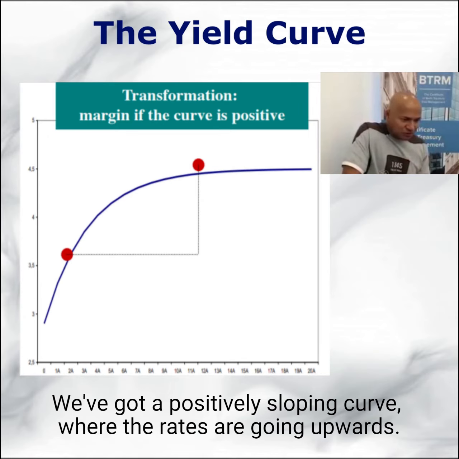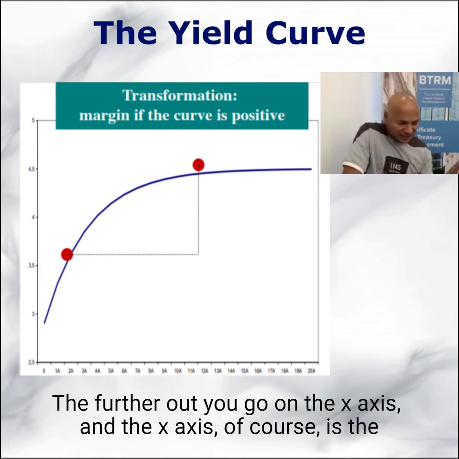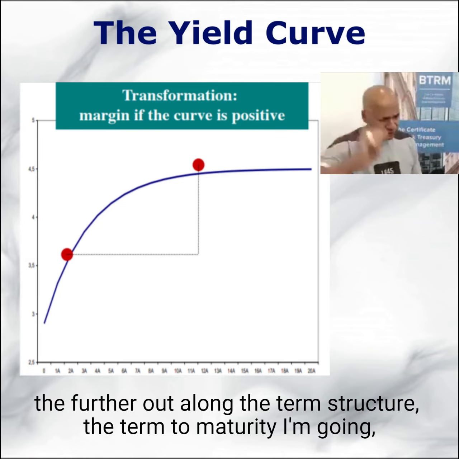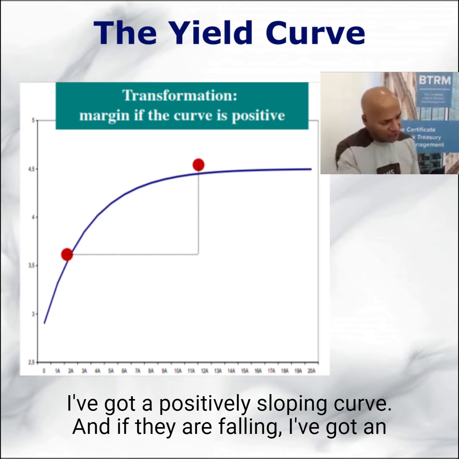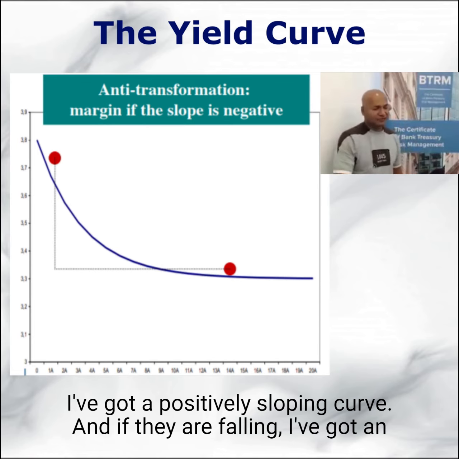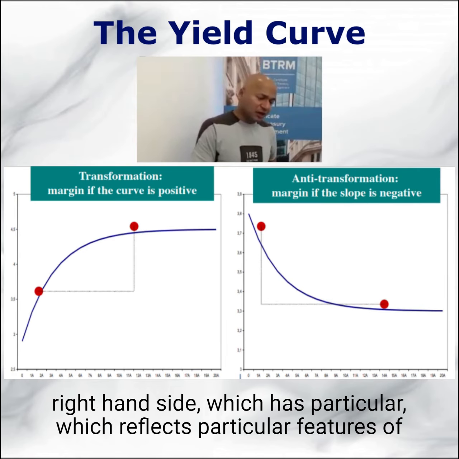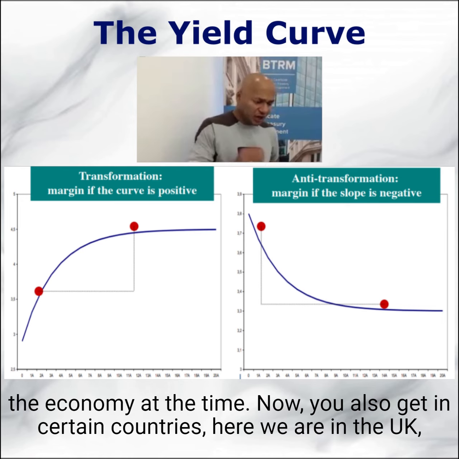We've got a positively sloping curve where the rates are going upwards the further out you go on the x-axis. And the x-axis, of course, is the term to maturity, and the y-axis is the interest rate. So as interest rates are rising, the further out along the term structure, the term to maturity I'm going, I've got a positively sloped curve. And if they are falling, I've got an inverted curve, or a negative sloping yield curve, which is the one on the right-hand side, which reflects particular features of the economy at the time.